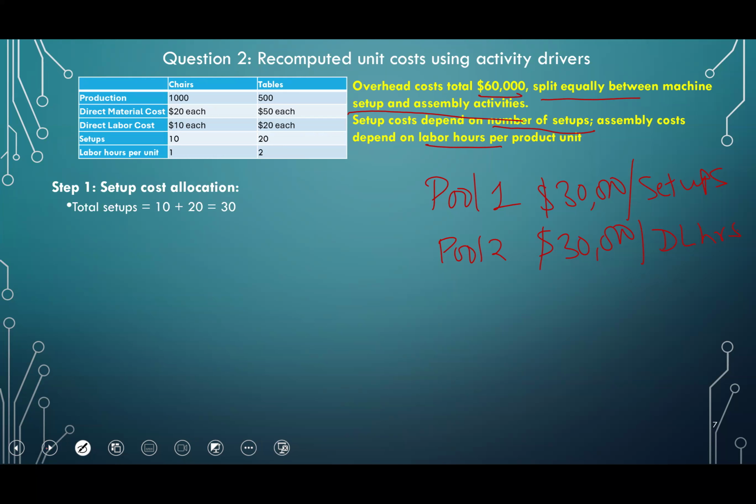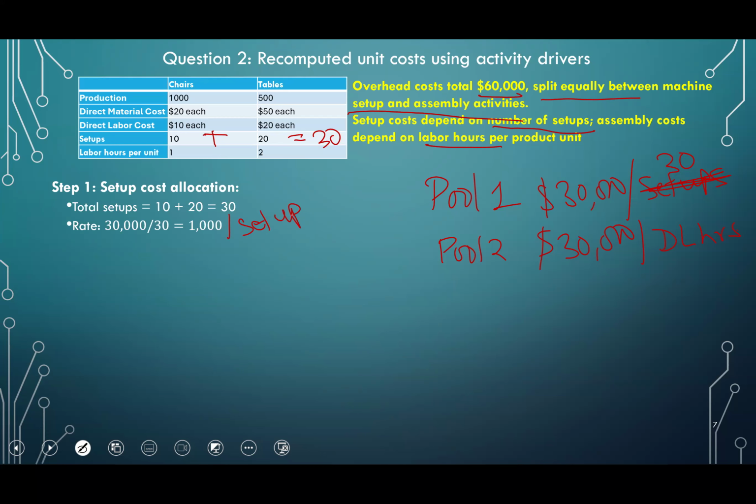So let us first figure out the setup allocation. Notice I have 10 setups in chairs and 20 setups in tables. So the total number of setups I have is 30. Okay, so I divide $30,000 by 30, and I get $1,000 per setup.